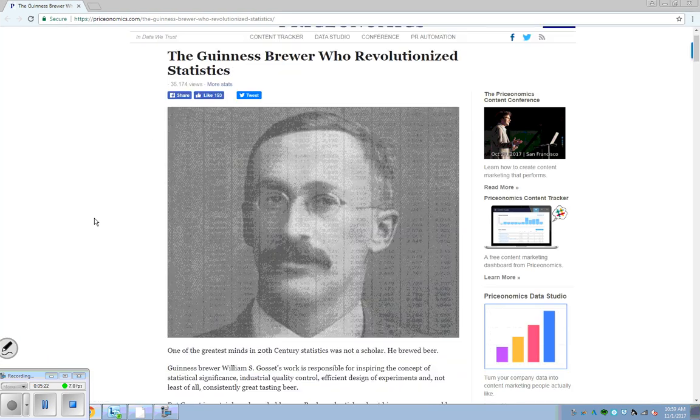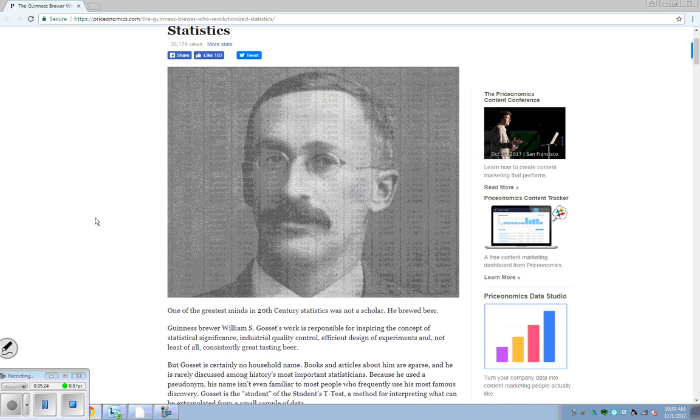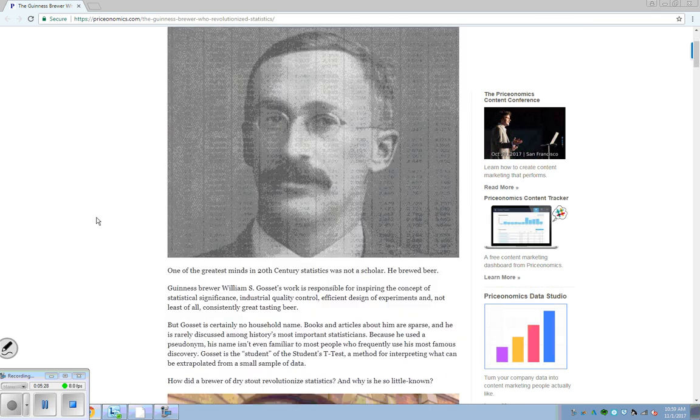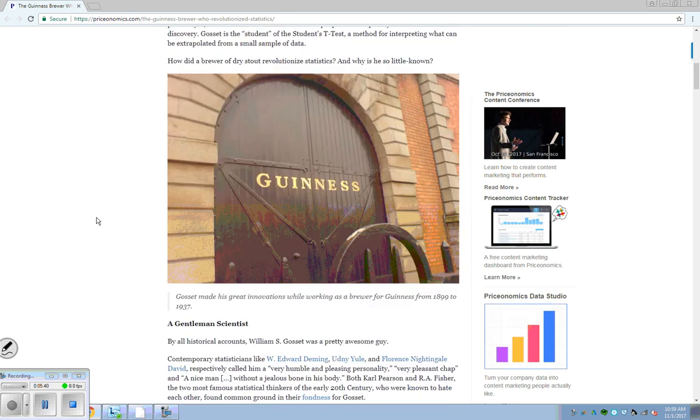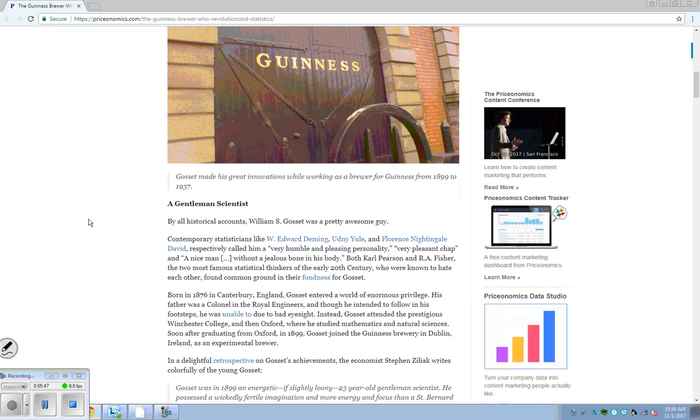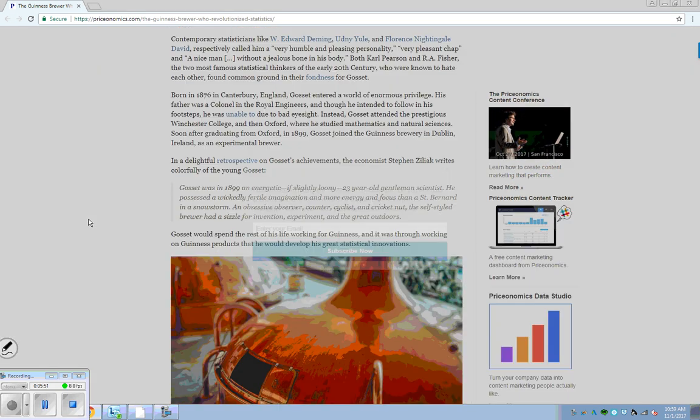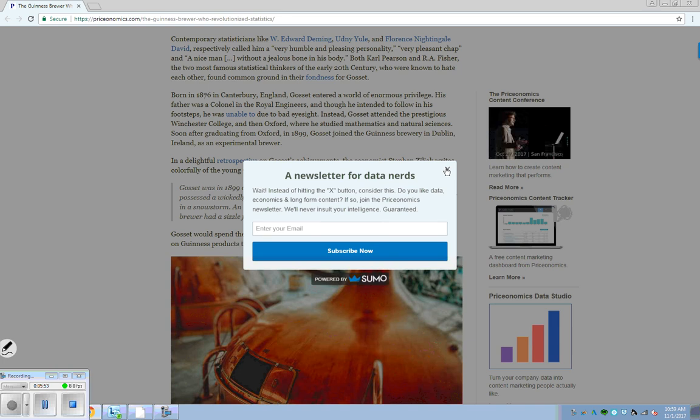So here he is. And it's William Gossett. And this was, I think it gives me the year, well, 20th century. He was not a scholar. He brewed beer, specifically Guinness. So he began to think about how I can handle this because I do not have a population standard deviation. So he worked many, many years. He actually took off a year as a sabbatical and did a lot of work.